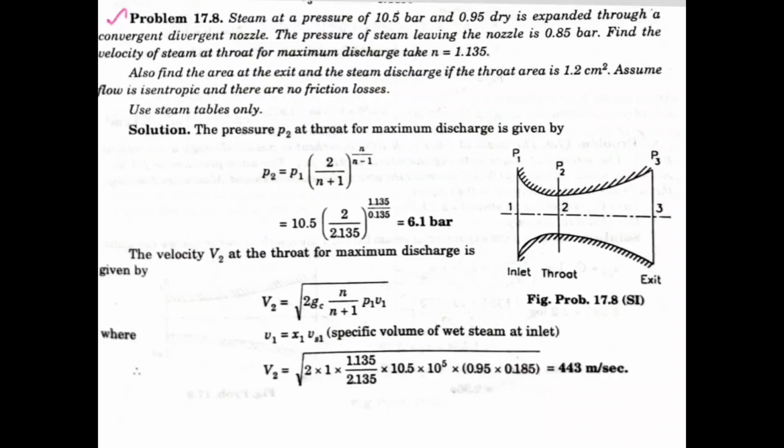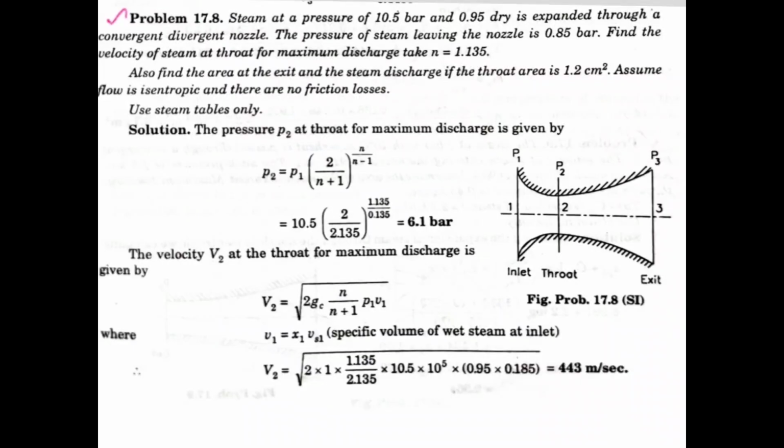Also they ask for the area at the exit, that is the final condition area, and the steam discharge if the throat area A2 is 1.2 centimeter square. Assume the flow is isentropic, that means S1 equal to S2 equal to S3, the entropy remains constant. There are no friction losses. Okay, then we are going to solve the problem.